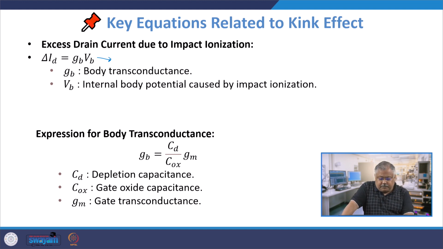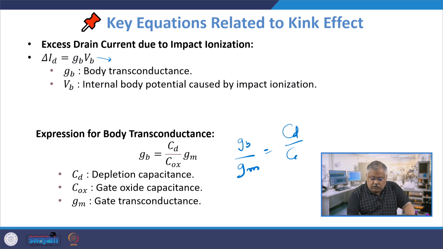Similarly, the relationship between GB and GM can be written in this manner, that GB equals CD by Cox into GM, where CD is basically the depletion capacitance, Cox is the oxide capacitance and GM is the gate conductance. We need not go into details of how this is formed, but it effectively means that GB by GM is a function of CD by Cox, right.